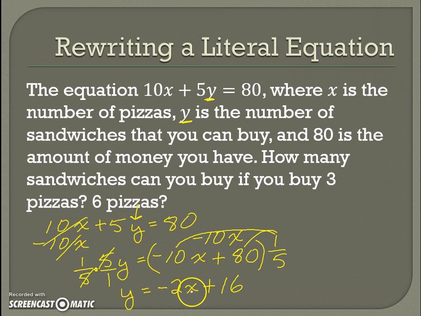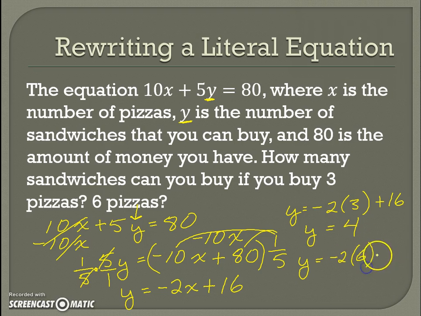Now I have the y isolated, and it's fairly easy from this point to plug in a 3 right here. In fact, this becomes mental math. I'll still write it out: negative 2 times 3 plus 16. So that would be negative 6 plus 10. So for that, I could get 4 sandwiches. Or if I get 6 pizzas, I'd have y equals negative 2 times 6 plus 16. So that's a negative 12 plus, whoops, this shouldn't be 4. People have to catch these mistakes. That's 10 sandwiches. I was getting ahead of myself.